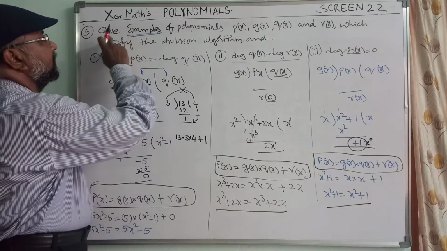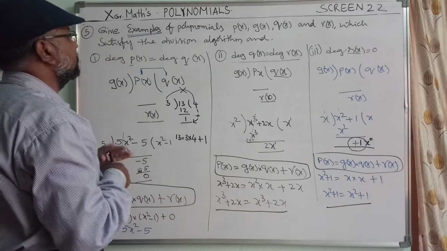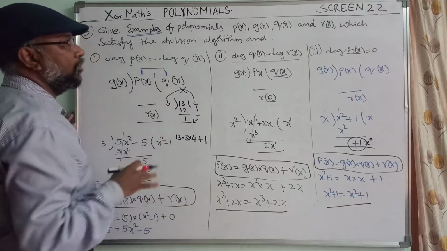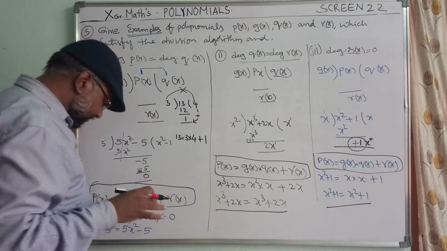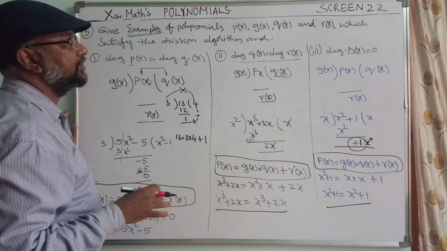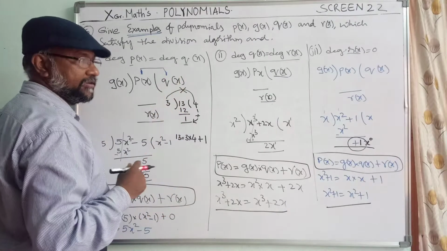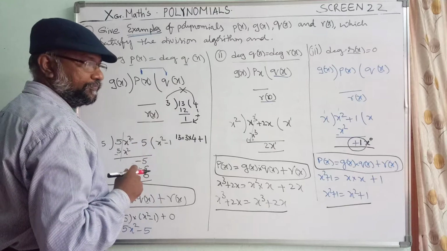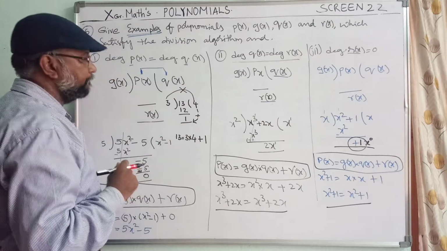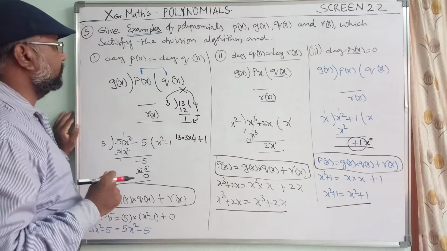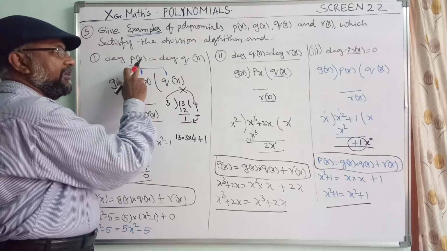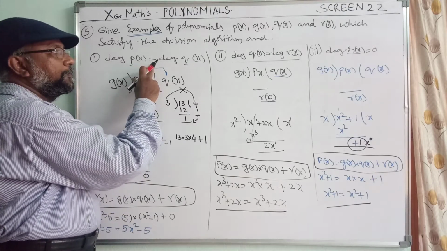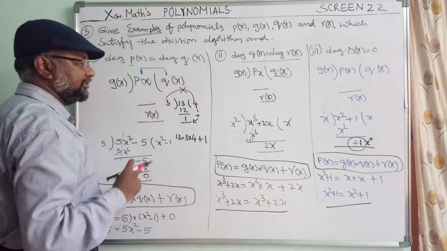Here this is the last question from this exercise. Give examples of the polynomials p of x, g of x, q of x and r of x which satisfy the division algorithm. Now three conditions were given. Condition 1, degree of p of x must be equal to degree of q of x.